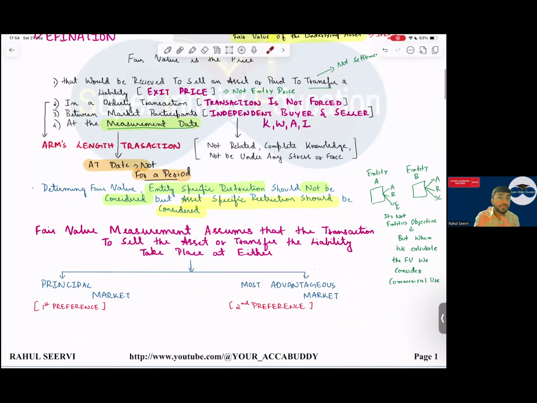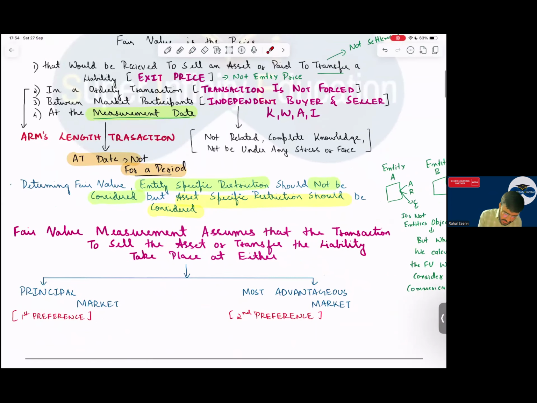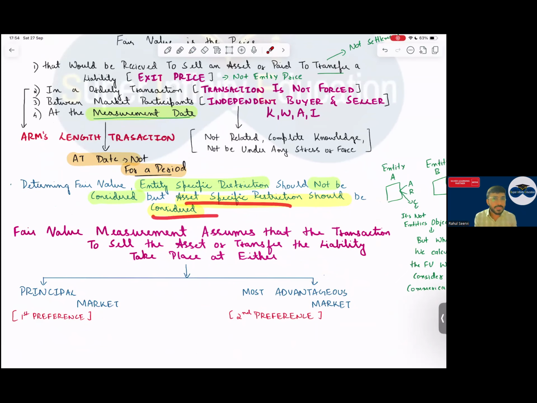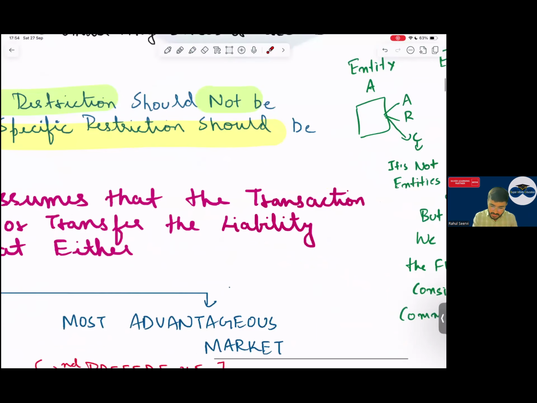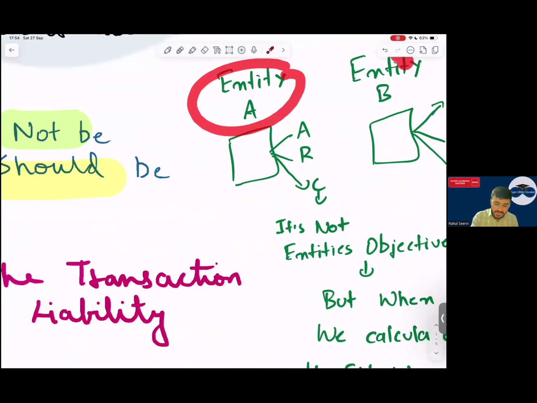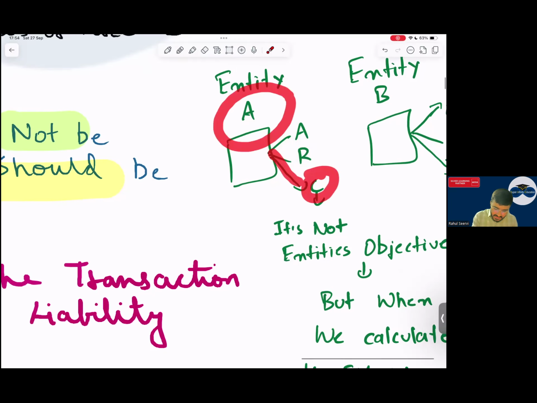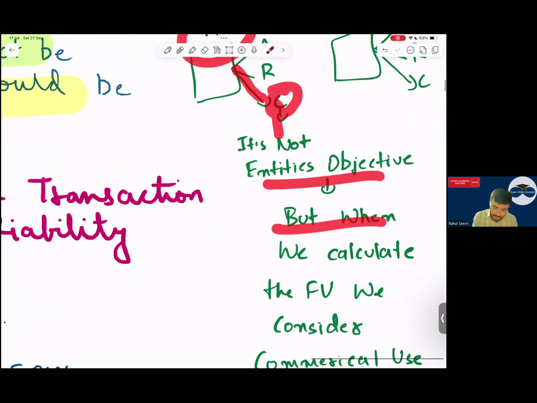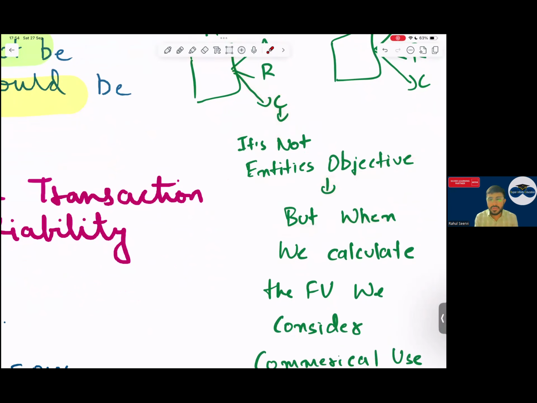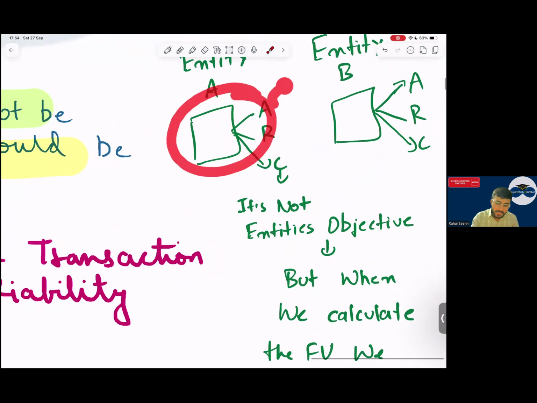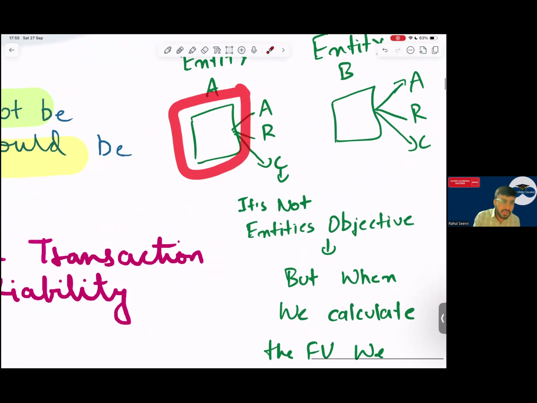Now, one more important point. When we calculate the fair value, entity specific restrictions should not be considered. Whatever restrictions are on the entity, we will not consider them. But if the restrictions are asset specific, we will consider them. Let us see an example. Entity A is there, entity B is there. Entity A has a land. This land can be used for agriculture purpose, residential purpose, commercial purpose. But entity A is saying that it's not our objective to use this land for commercial purpose. But if this land belonged to some other entity in the market, they would consider this for commercial purpose. So the entity restriction will not be considered.